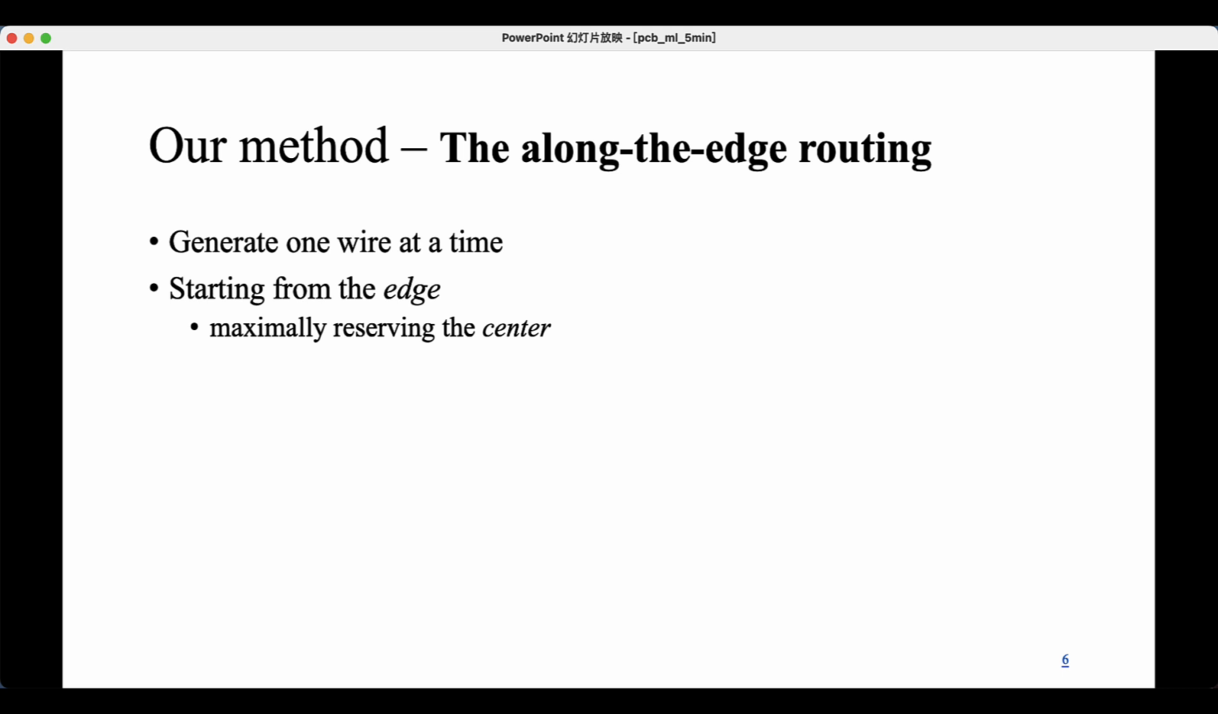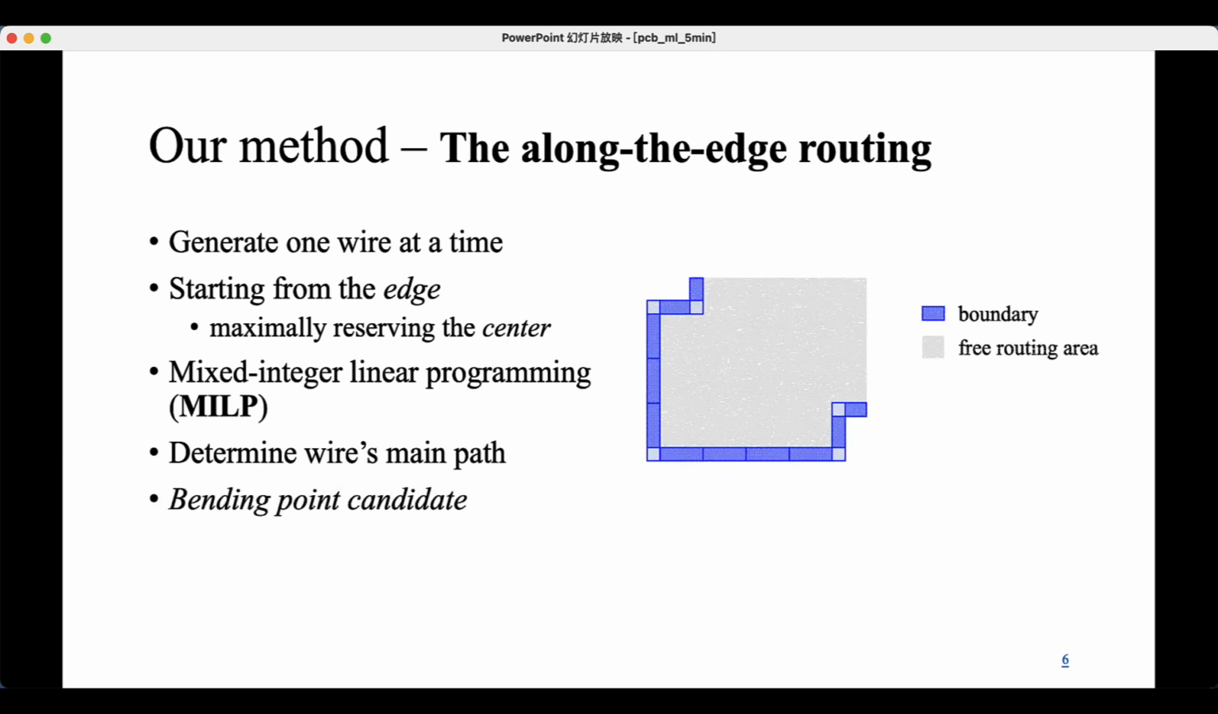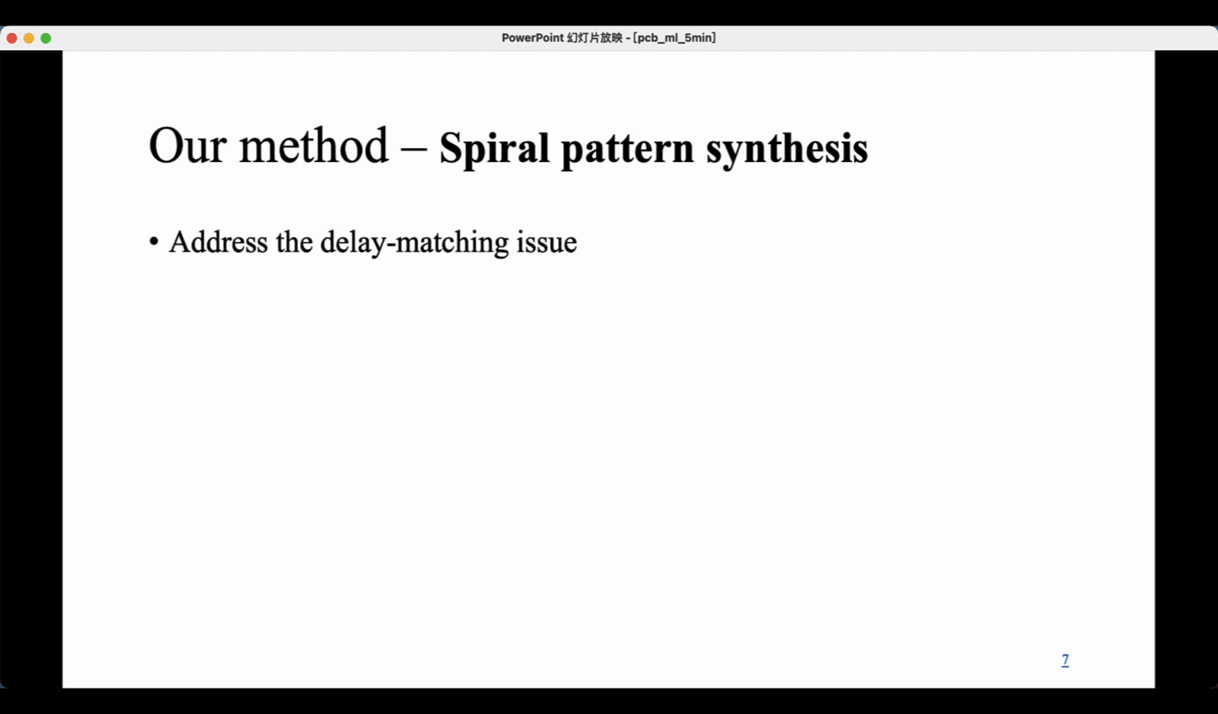Our method generates one wire at a time, starting from the edge of the routing area and maximally reserving the center for unrouted wires. We implement our routing algorithm by constructing a mixed integer linear programming model to determine the wire's main path between its two target pins alongside the boundary of free routing area. Generally, our algorithm selects bending point candidates to serve as bending points to form the wire's main path. After that, we add spiral delay lines to compensate for the required wire length.